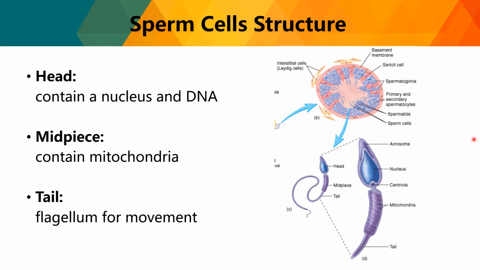Okay? So at the head of your sperm, it actually has an acrosome. So this acrosome has enzymes that have the capability of penetrating the egg. Okay? So it releases enzymes to break the wall of the egg. Okay?